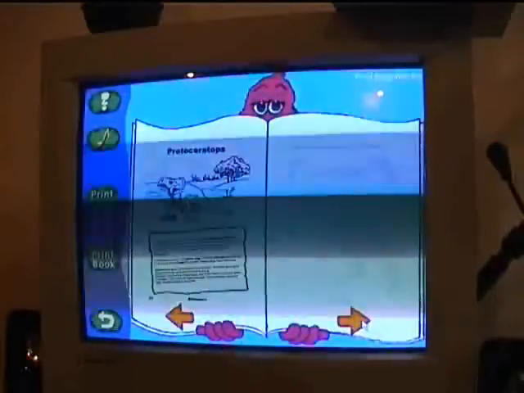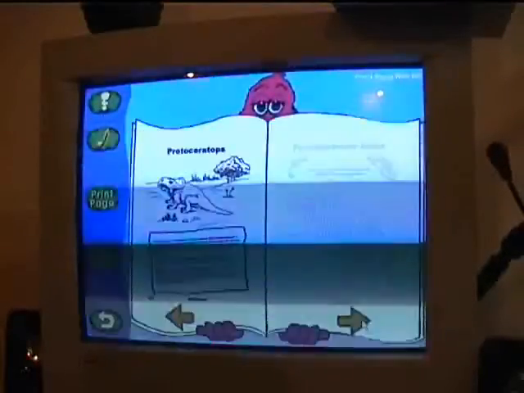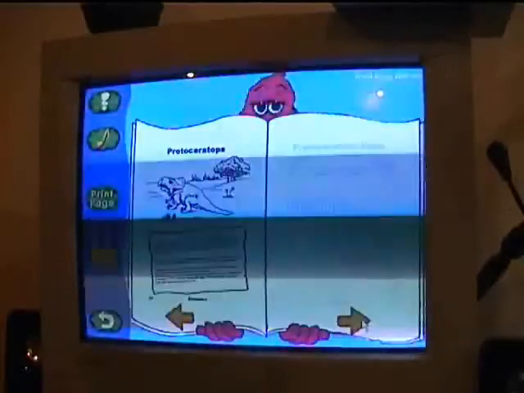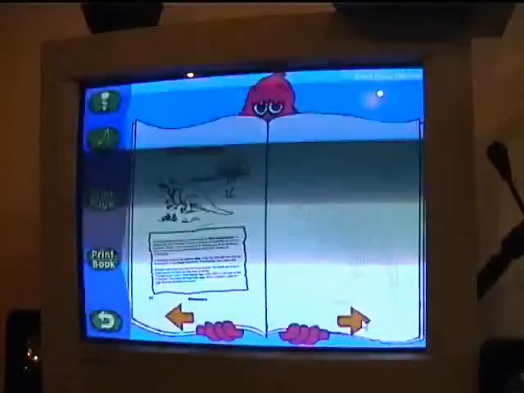Protoceratops was only 1.8 metres long. It had 4 short legs and was low to the ground. It had a beak like a parrot. Protoceratops was a plant eater.